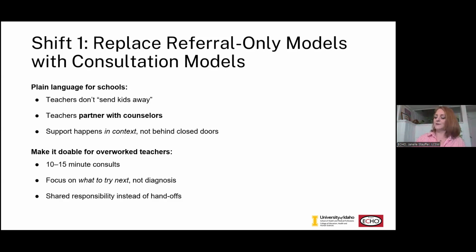The new model, the teacher would schedule a 10-minute consult with counselor, perhaps other interventionists, and the conversation focuses on what's being seen, what might be happening underneath the behavior, and a conversation about what can happen right there in class or in other systems. That way, the student stays in class and the teacher stays involved.